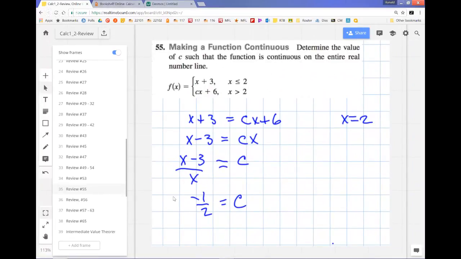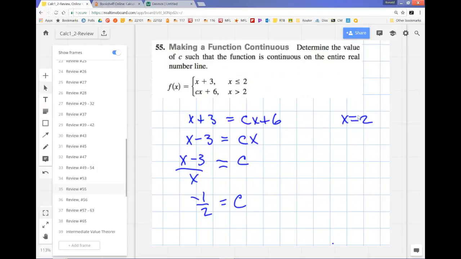Making a function continuous. So right now, c is a constant which we don't know. And they're saying to you, what does c have to be so that these two parts of this piecewise function connect, and therefore it would be completely continuous? Well, the answer is, let's find out. What would it take to make x plus 3 equal to cx plus 6? So we just literally say x plus 3 equals cx plus 6. We can then solve for c. C is -1/2.